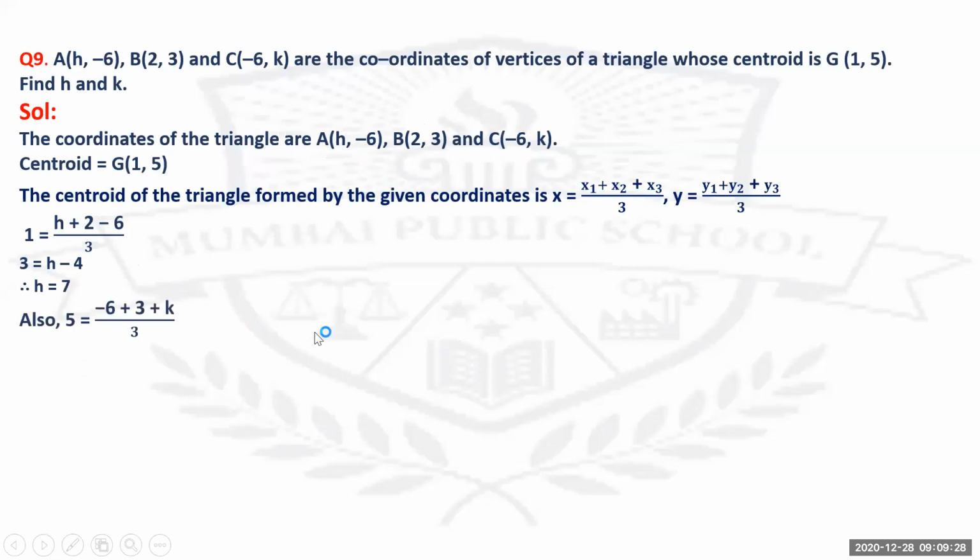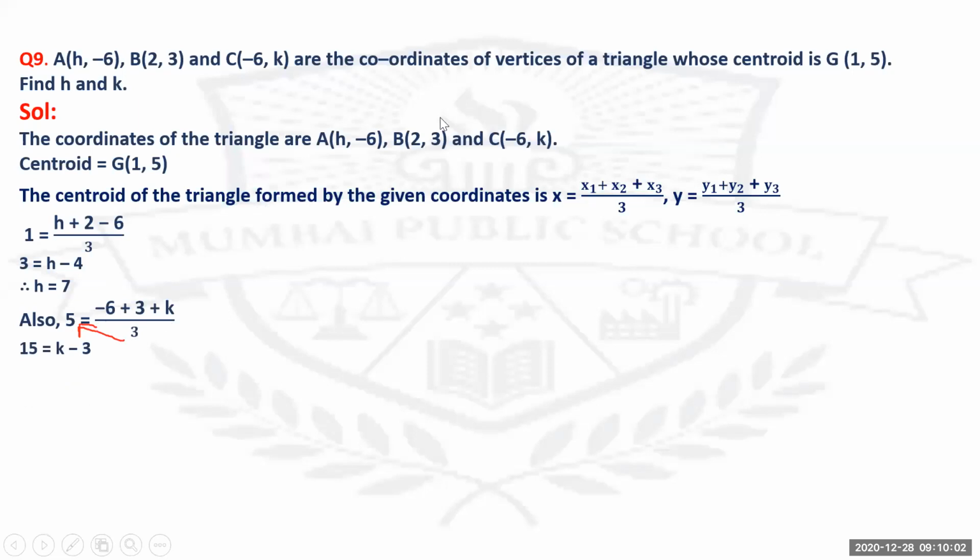Now, same thing for getting the value of k. k is the y coordinate of vertex C. Using the formula for the y coordinate of the centroid, the y coordinate of the centroid is 5. So, 5 equals (minus 6 plus 3 plus k) upon 3. This 3 will again shift its position, go up, and meet 5. So that becomes 3 into 5, and 3 into 5 is 15.